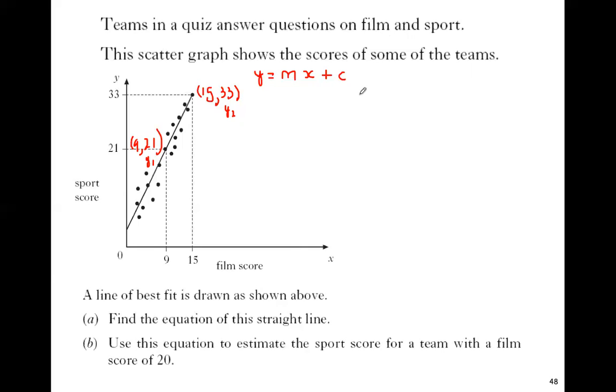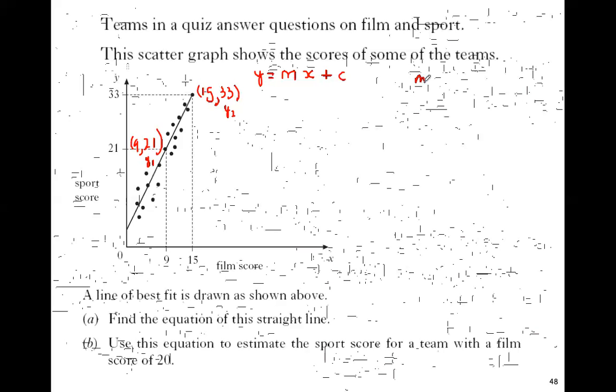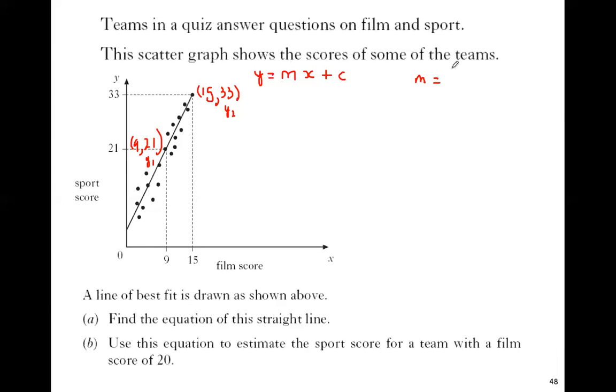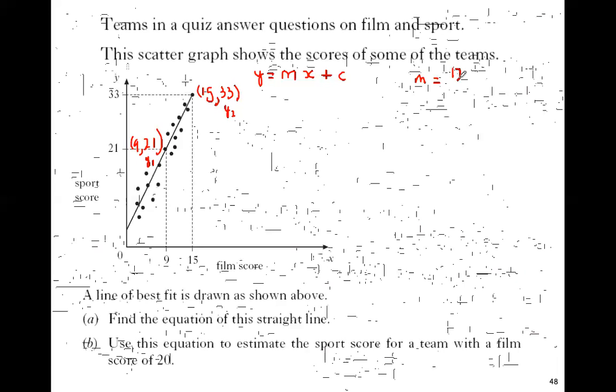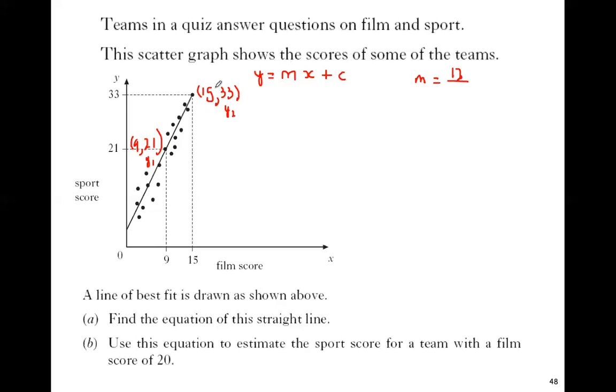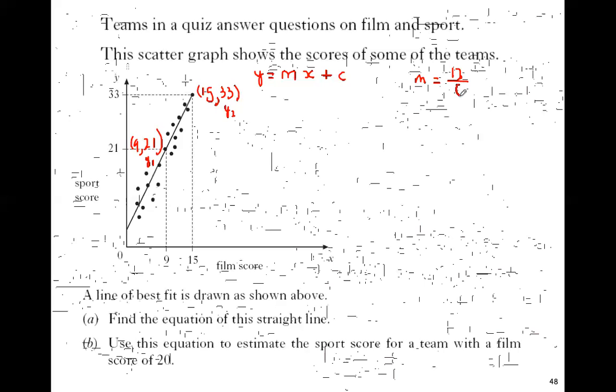But the good thing is now that you're used to straight lines, you know that if you get a negative gradient, somewhere you've made a mistake, okay? So I've picked it that way just to make my life easier. 33 take away 21, that's 12. And the other one we said was 15 take away 9 divided by 6.